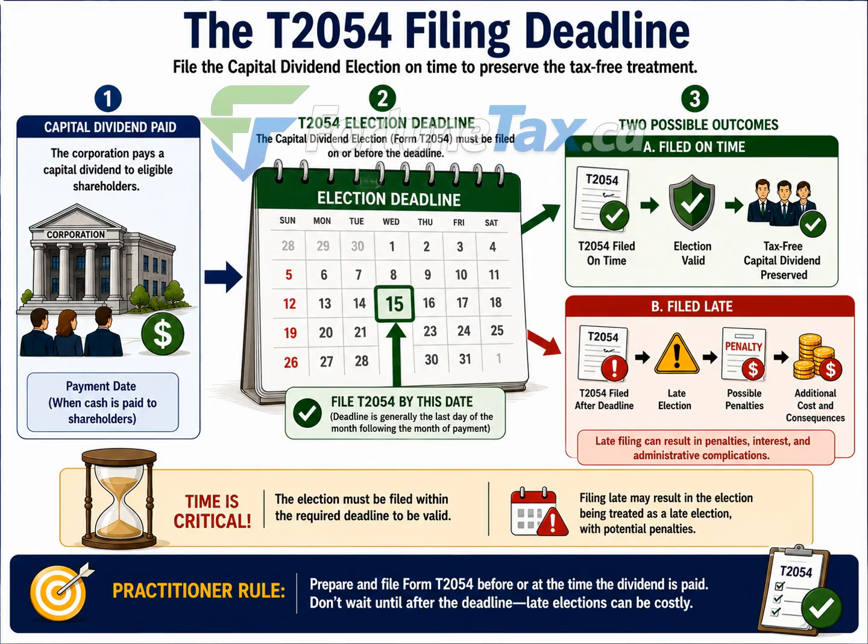The key takeaway from this slide is simple. Form T2054 must be filed within the required deadline to preserve the intended capital dividend treatment. Late filings can lead to penalties, administrative complications, and additional costs. That's why one of the most important practitioner habits is to prepare and file the election on time, not after the deadline has already passed. In the next slide, we'll examine late elections in more detail and discuss the penalties, risks, and best practices that every tax practitioner should understand.